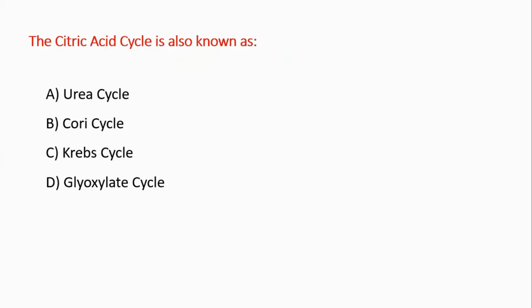The citric acid cycle is also known as, and the options are urea cycle, Cori cycle, Krebs cycle, glyoxylate cycle. Three names, one pathway: citric acid cycle, TCA cycle, and Krebs cycle. If you know one, you know them all.